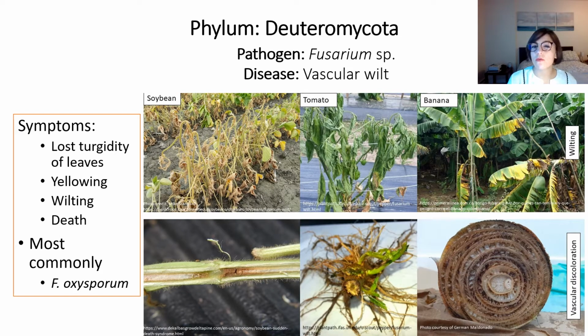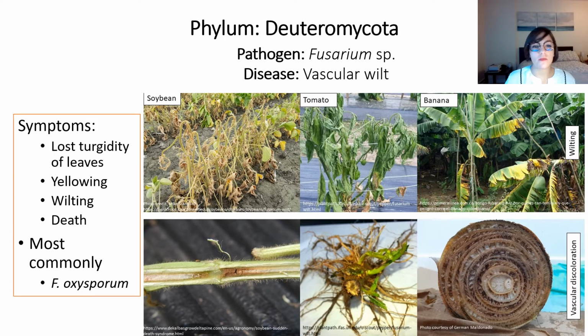Now we will review one of the most devastating diseases across the world, which is Fusarium. Fusarium can cause different diseases, and among them we have the vascular wilt of different plants. Usually the disease starts with the loss of turgidity of leaves, which then become yellowish, the plant wilts, and then it dies. The most common species causing vascular wilt is Fusarium oxysporum. When we do a cross-section of a plant which is infected with the disease, we usually see a vascular discoloration because the pathogen grows through the vascular tissue of the plant.